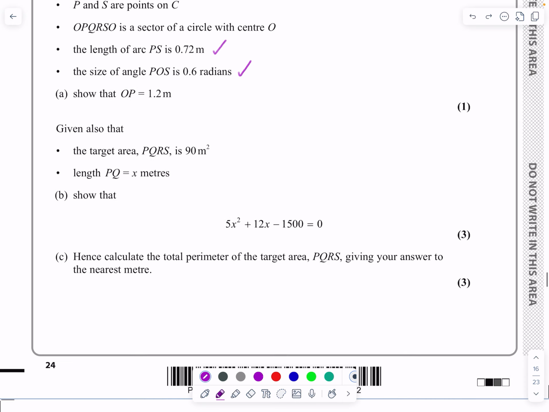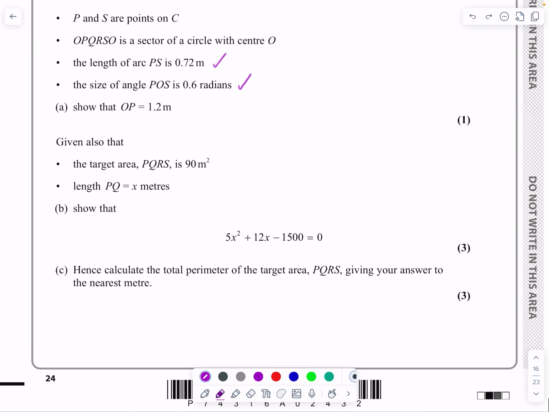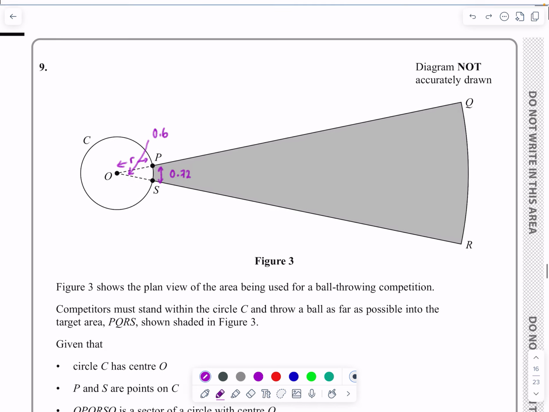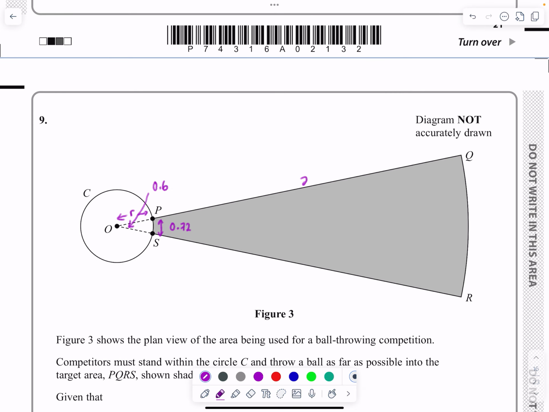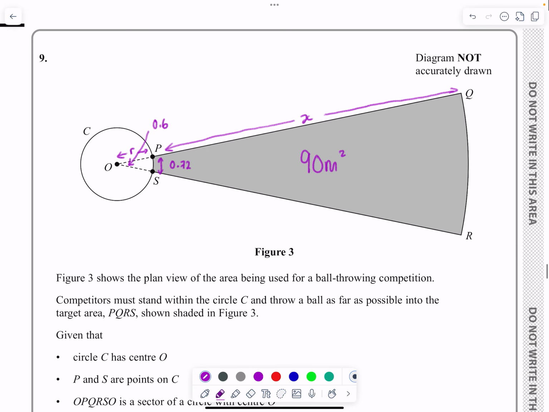It then says for part B, given also that the target area of this sort of like javelin or discus thing is 90 square meters and length PQ is x, can I show that quadratic? So PQ is this length all the way here. And it's telling me now that this area of this grey part is equal to 90 square meters.